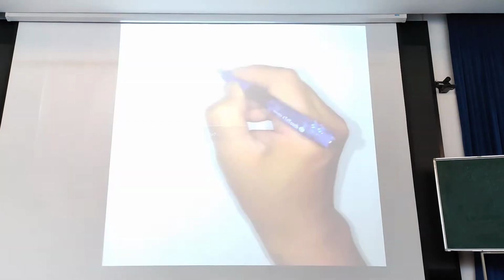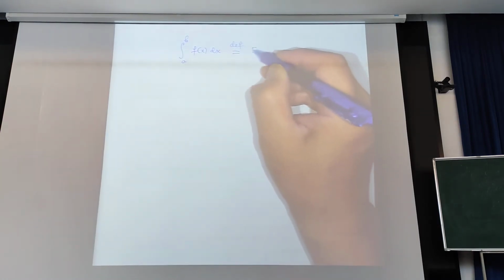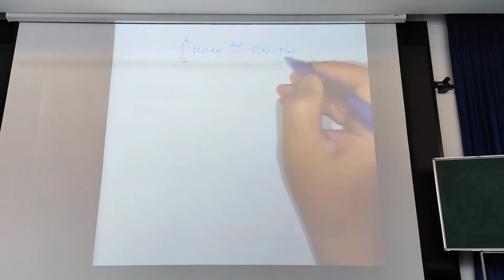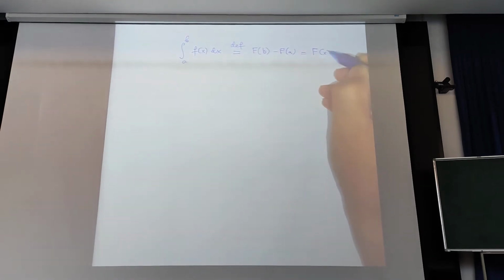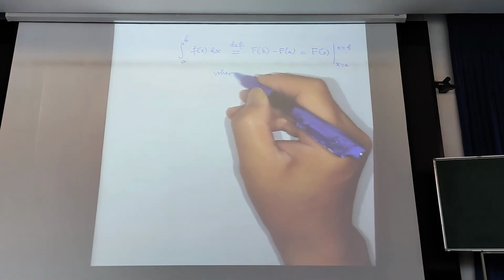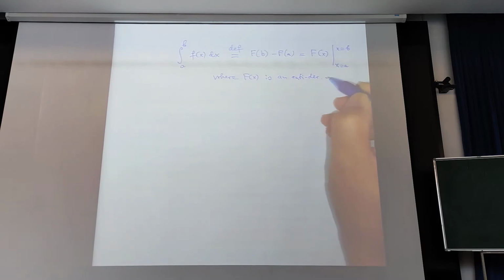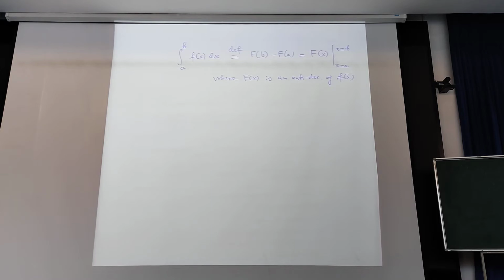As I understand, for the definite integral from a to b of f(x) dx, in your high school program, the definition is F(b) minus F(a), or we write F(x) evaluated at x = a and x = b, where F(x) is an antiderivative of f, right? So you study by this definition.